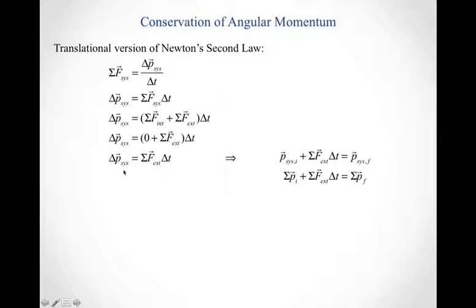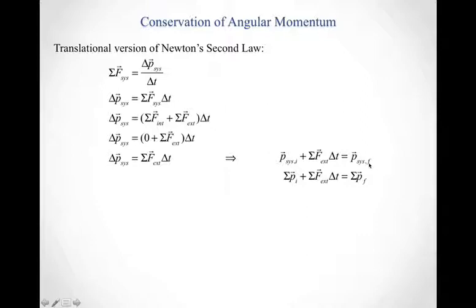All I want to do at this point is make two notational changes. The first is I'm going to break apart this delta p term. So this is final minus initial in terms of linear momentum, and I'm going to take the initial linear momentum over to the other side. And so what I get is this expression that tells me that the initial linear momentum of my system plus the net external force acting on my system times a chunk of time is equal to the final linear momentum of my system.